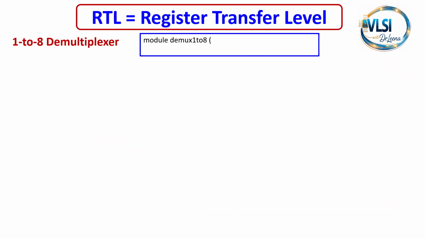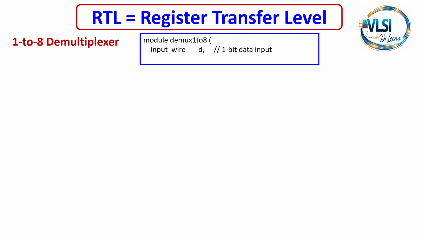Now we are going to see the RTL code for the 1:8 demultiplexer. In this, first we are writing the module, then giving the module name and opening the bracket. After giving the module name, we have to give the inputs and outputs. Here we have D as an input and sel 0 to 2 as an input, and we have output Y that ranges from 0 to 7.